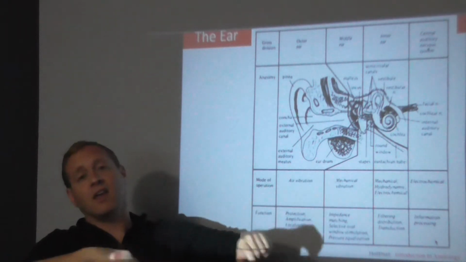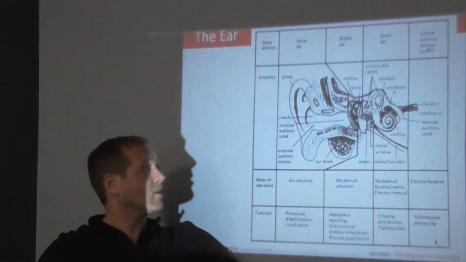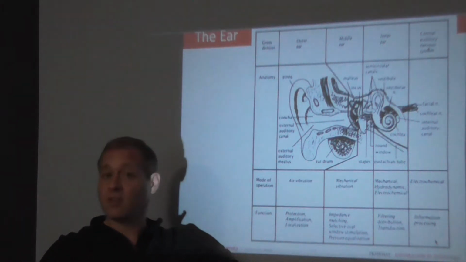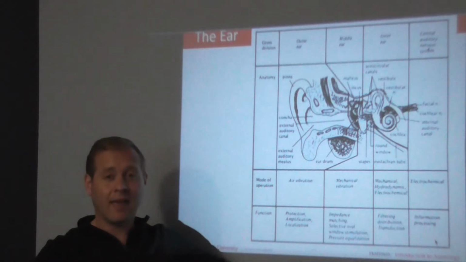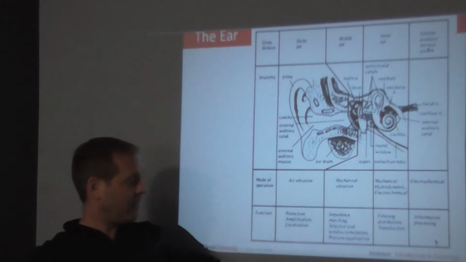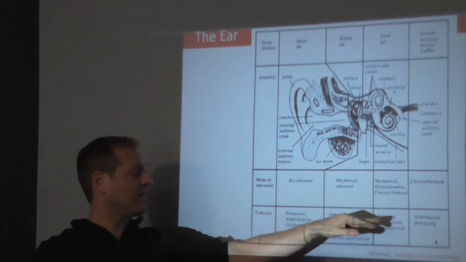Going to the primary auditory cortex, also known as Heschl's gyrus, okay? That is all the anatomy, okay? We talked a little bit about the physiology of those different sections.